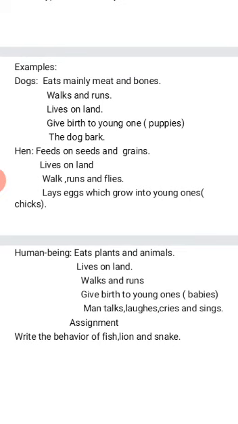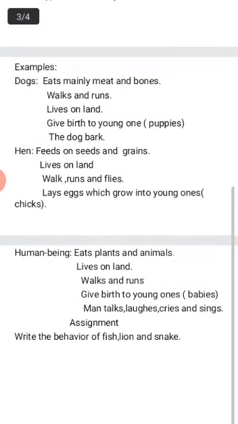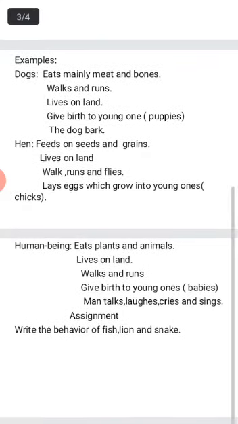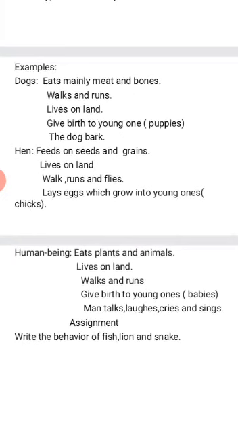We also live on land. We walk and run. We cannot fly. We don't have feathers like a hen or a bird, but we only walk and we can also run. We give birth to the young ones, which we call babies. Like Muminat's mommy gave birth to a baby, and Aminat's mommy gave birth to a bouncing baby. So we cannot lay egg, but we can give birth to young ones, which are called babies.